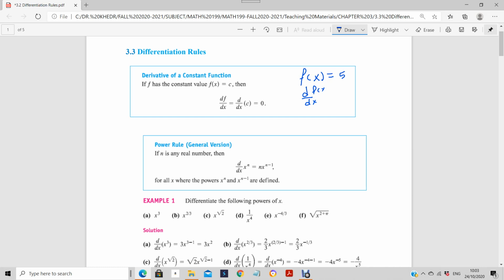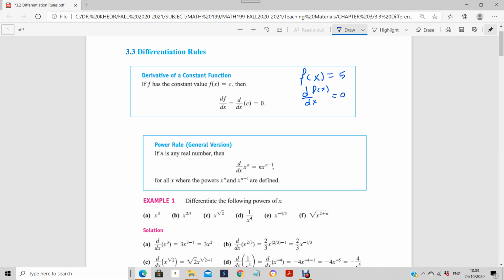See the notation that I'm writing here. It doesn't mean that d is a symbol multiplied by f of x, and here we have d also multiplied by x. No, this is a notation to denote the derivative of the function. So df of x by dx means the derivative of the function f of x with respect to the variable x equals 0. Why? Because f of x is a constant function. So for any constant function, the derivative is equivalent to 0.